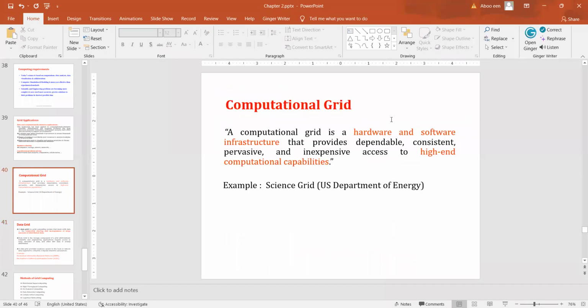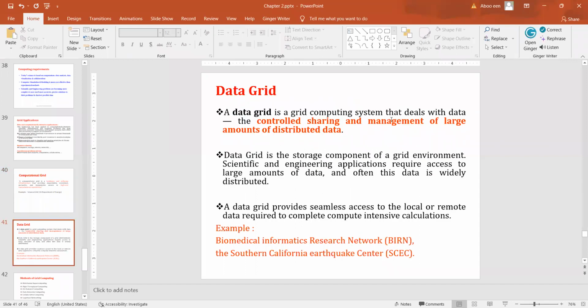So we looked at the computational grid. Basically it focuses on the computing part: computational power and high performance computing. And the data grid basically focuses on large storage capacities. The data grid is the storage component, and this kind of grid computing handles large amounts of data and provides services for scientific and engineering related applications.